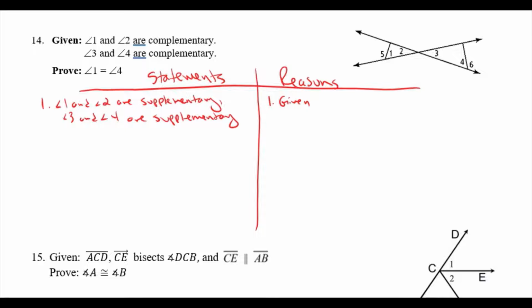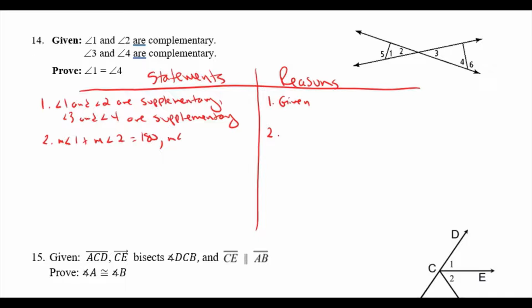The word supplementary means that they add to 180 degrees. So the measure of angle 1 plus the measure of angle 2 is going to equal 180. Now remember, since we're using equals, we should really be using that measure here. Because these are supplementary, that means they add to 180 degrees. We use the m here because we're adding to equal something. Remember, for equals we put the m, and for congruence we put it without the m.